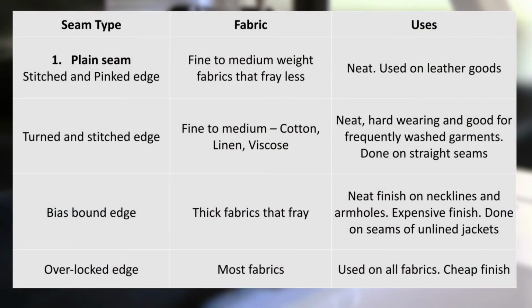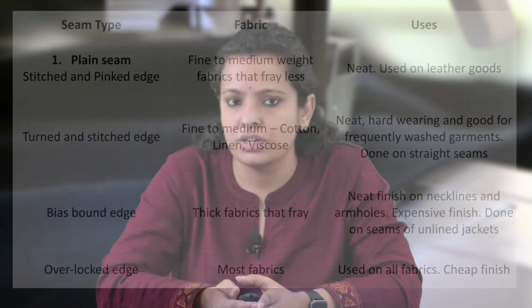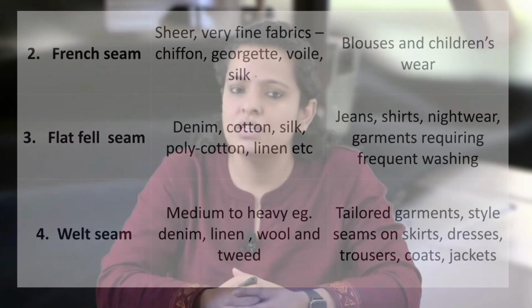Then we have the overlocked edges. Overlocked edges we generally use for most fabric, whether it is thin or lightweight or heavyweight, and this is one of the cheapest types of finished seam we use in garment construction. Then the second type of seam we use in the construction of garment is the French seam.